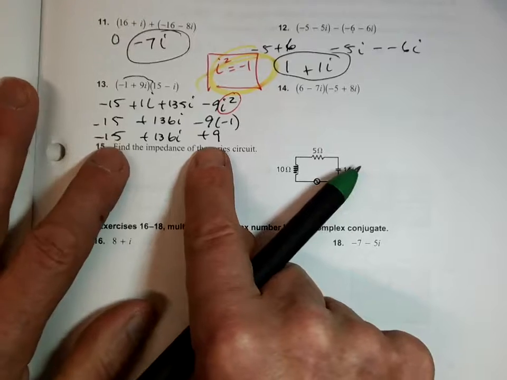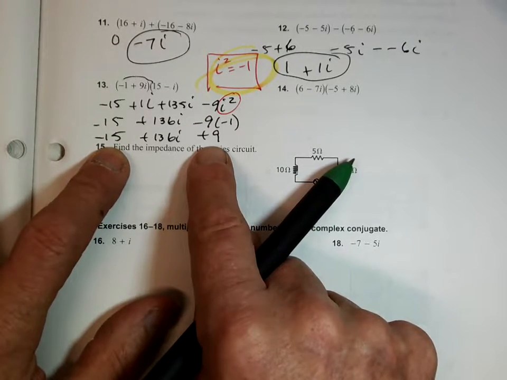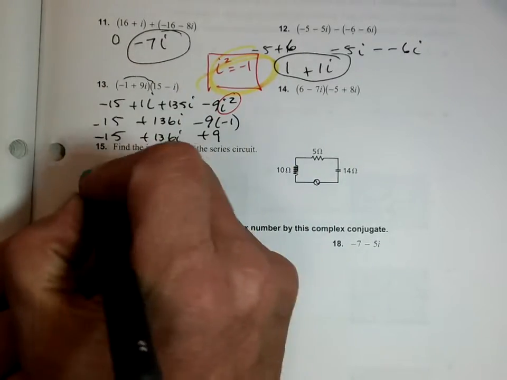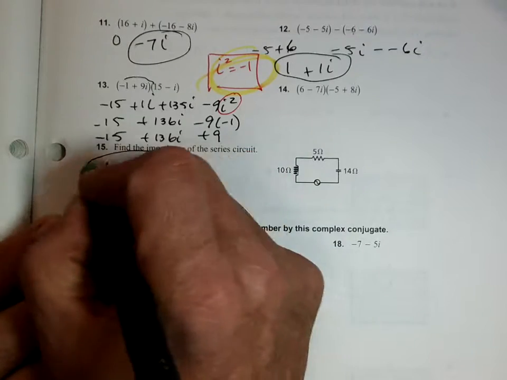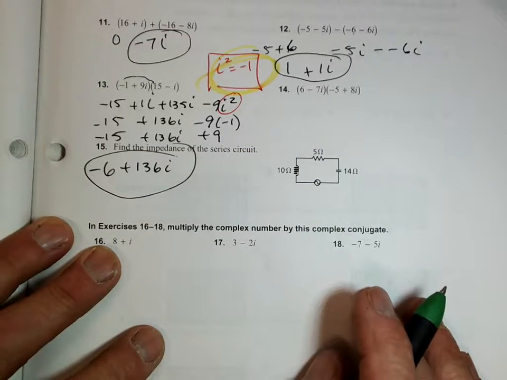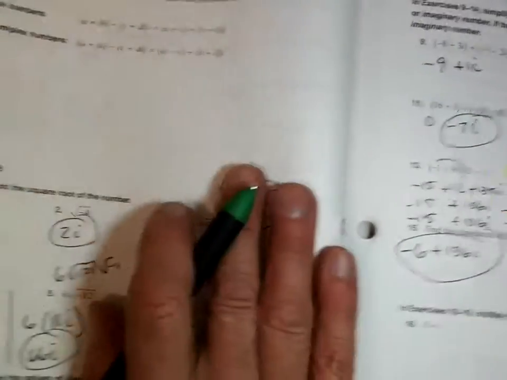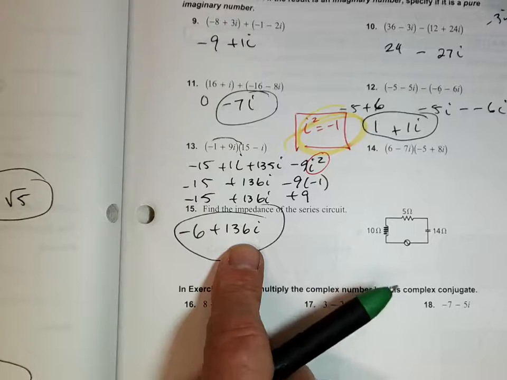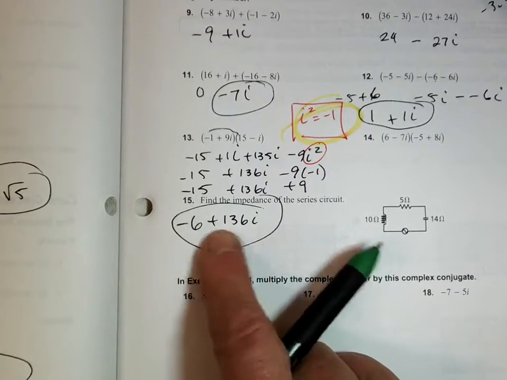And now I can combine these real numbers. These are real numbers. Let's put these together and get a negative 6 plus 136i. It can be written in the other order, but the way we always want to write them is the real part plus the imaginary part. I would never mark it wrong, but it should be real plus the imaginary, okay?